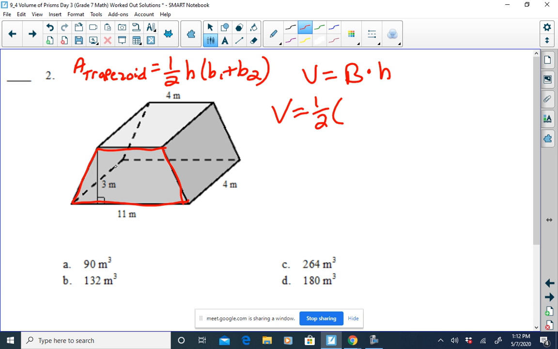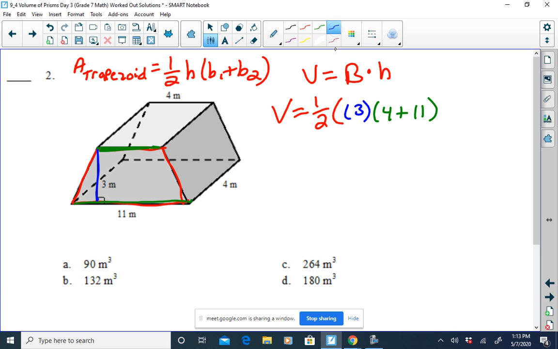The H is the height of the trapezoid, so that's this segment here. That's going to be the 3. And then I need my B1 and B2. Here's my B1. Here's my B2. Your B1 and B2 have to be the parallel segments of the trapezoid. So that's going to be 4 plus 11. Right? You're adding your B1 and B2.